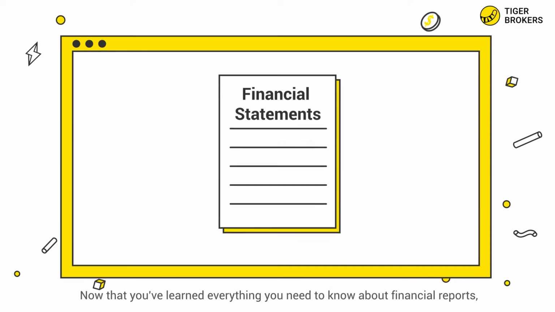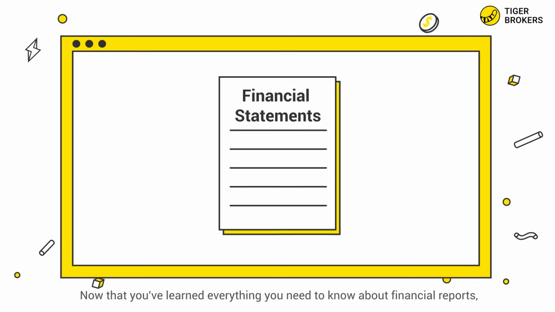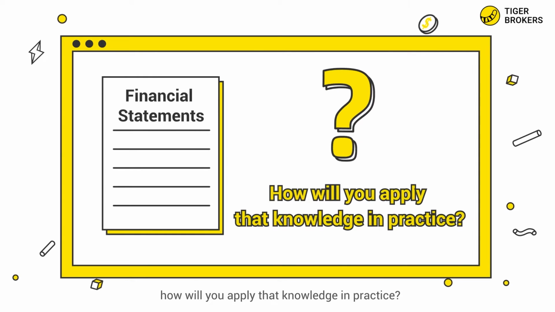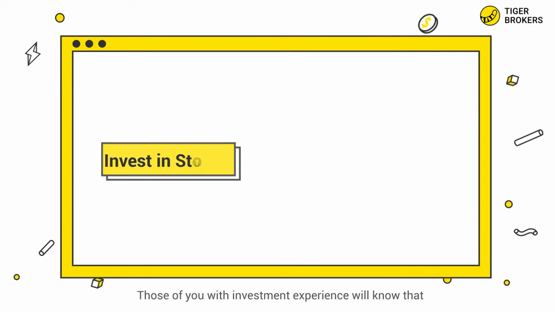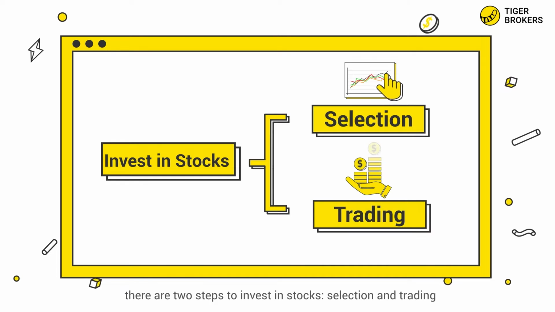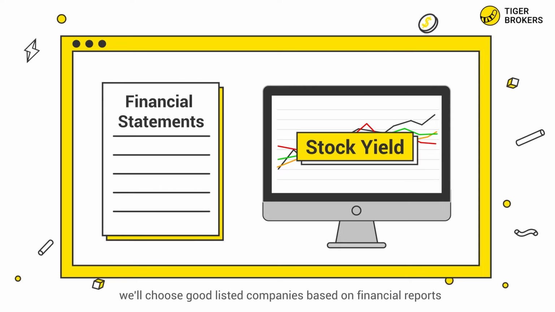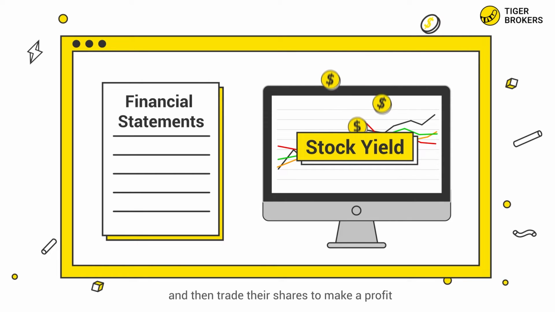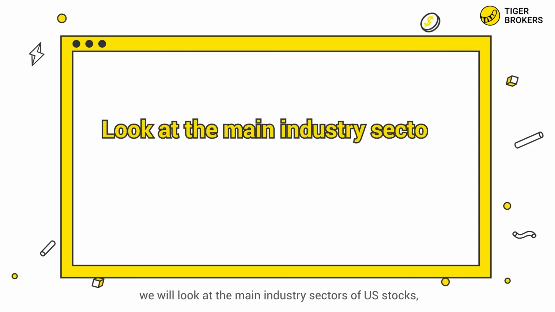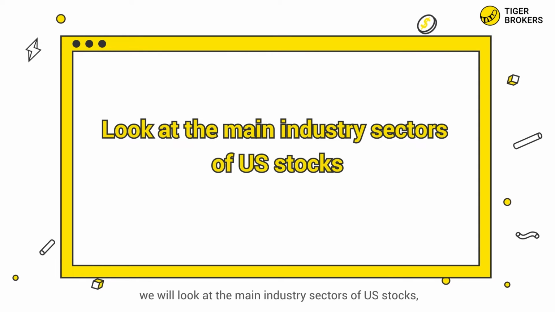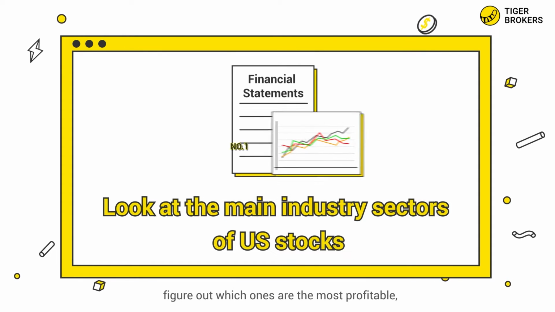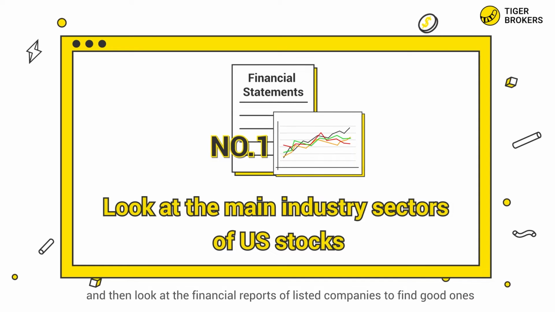Now that you've learned everything you need to know about financial reports, how will you apply the knowledge in practice? Those of you with investment experience will know that there are two steps to invest in stocks: selection and trading. From here on, we'll choose good listed companies based on financial reports and then trade their shares to make a profit. Over the next two lessons, we will look at the main industry sectors of US stocks, figure out which ones are the most profitable, and then look at the financial reports of listed companies to find good ones.